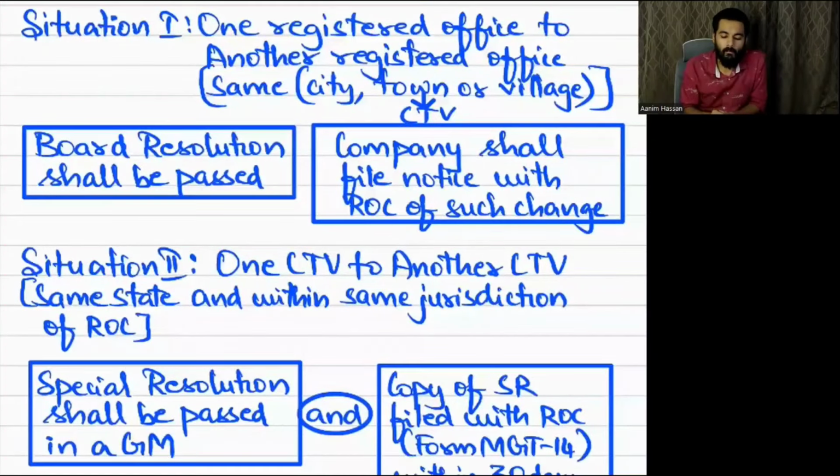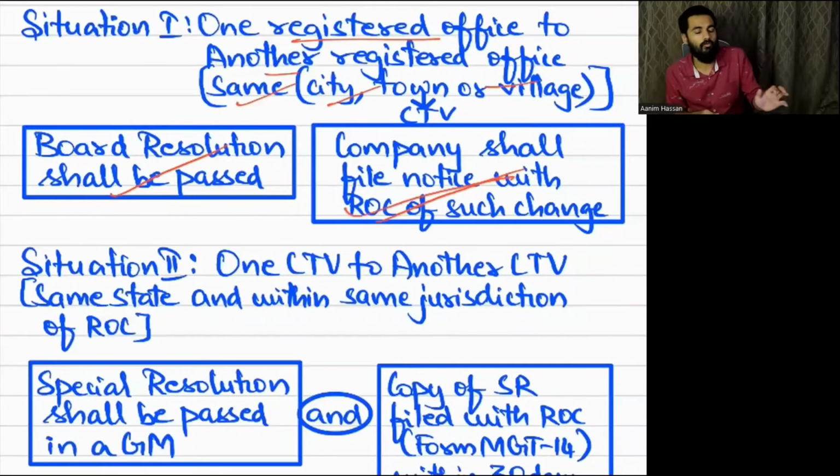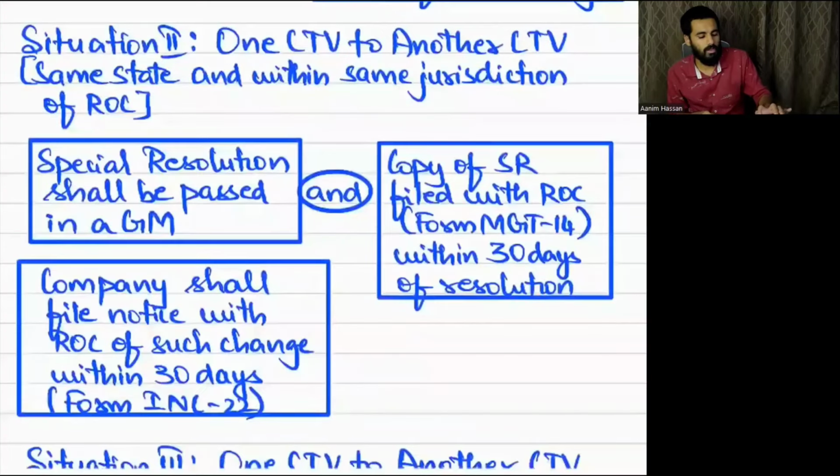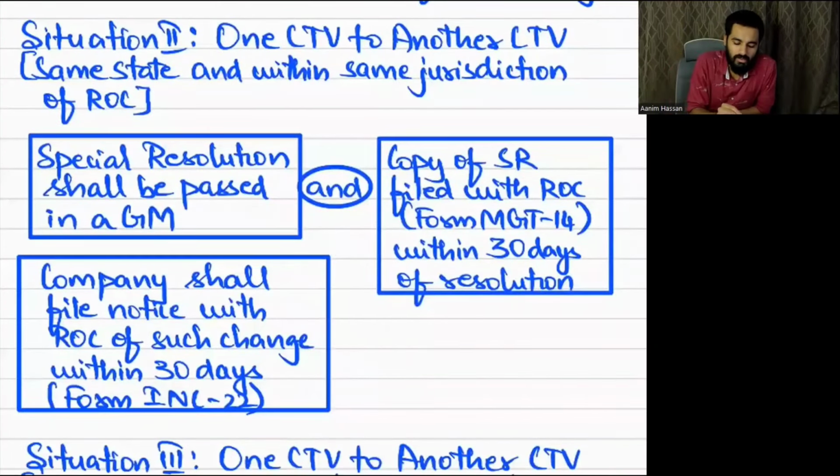This is more important. I thought of skipping this particular topic, I thought you already knew, but I want to do this again. Situation one: one registered office to another registered office in the same city, town, or village. Pass a board resolution, because the company has to decide; can one director decide? Of course, board resolution is important, but then inform it to ROC. Yes or no? Yes. Now only the place changes.